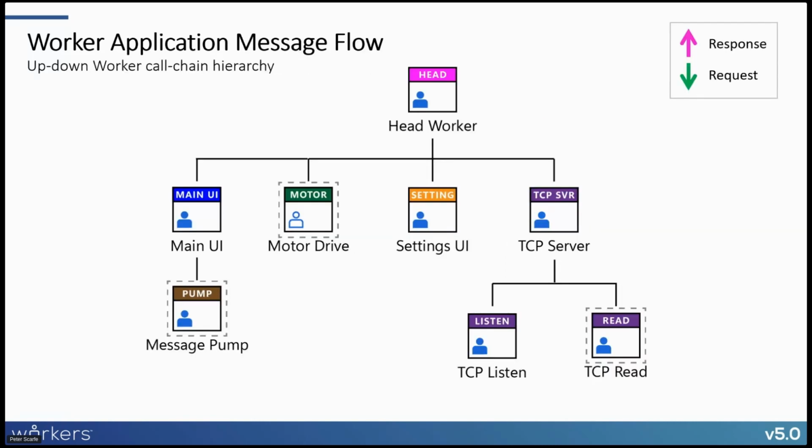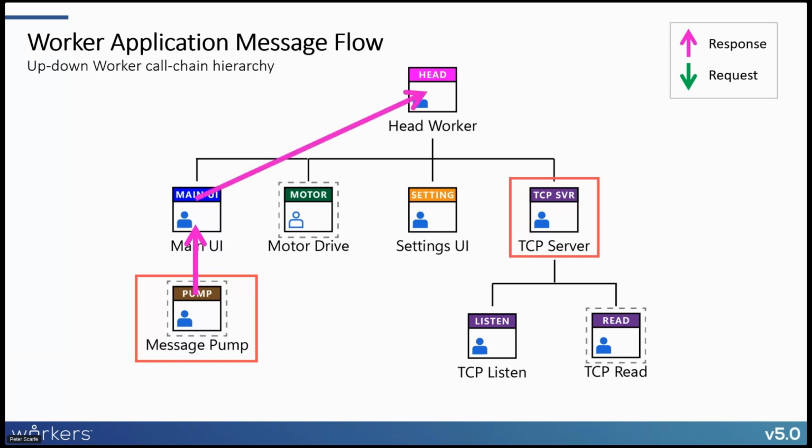Now, because the new worker APIs can only send messages between a worker and its caller, by default, messages can only be sent up and down an application's worker call chain. So for example, if you wanted to send a message from the message pump worker that you see here on the screen to the TCP server worker, then the message pump worker would send a response message to its caller. The main UI worker would send a response message to its caller, and then the head worker would send a request message to the TCP server worker.